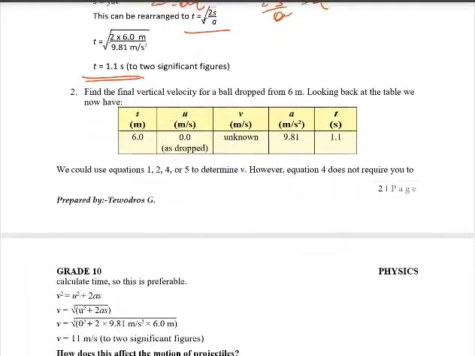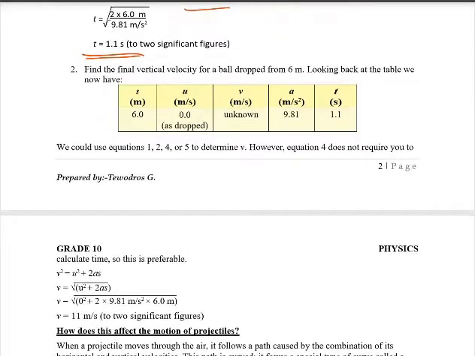Okay, we have another example. Do the second example by yourself, or let us see it. Okay, when we see the second example, find the final velocity. The required is what? Final velocity.